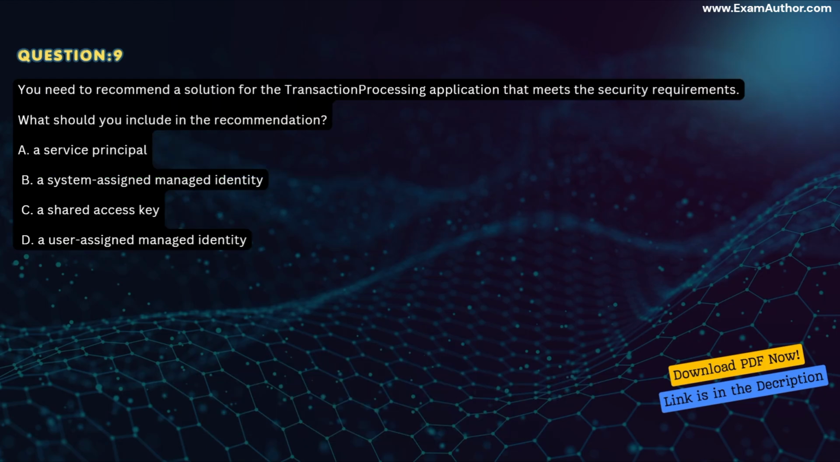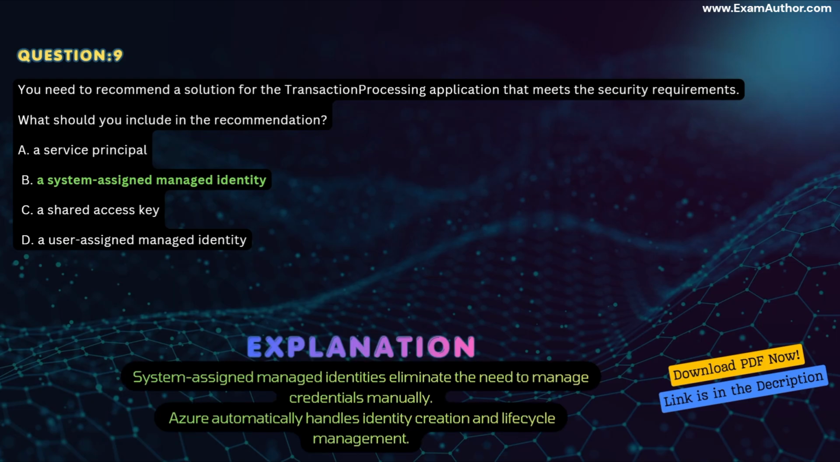Question 9. You need to recommend a solution for the transaction processing application that meets the security requirements. What should you include in the recommendation? A. A service principal. B. A system-assigned managed identity. C. A shared access key. D. A user-assigned managed identity. Correct answer, B. A system-assigned managed identity. Explanation.